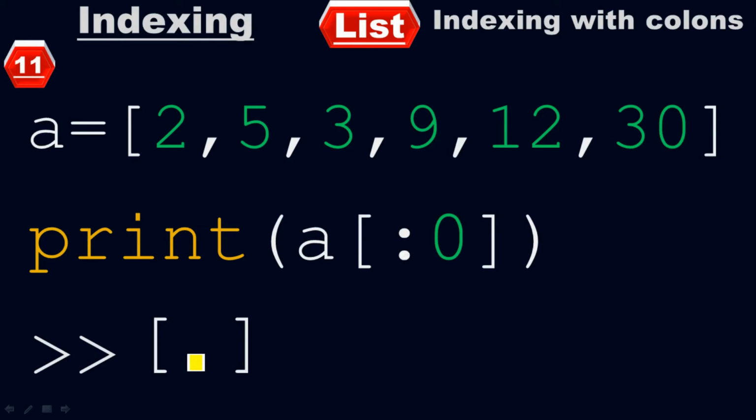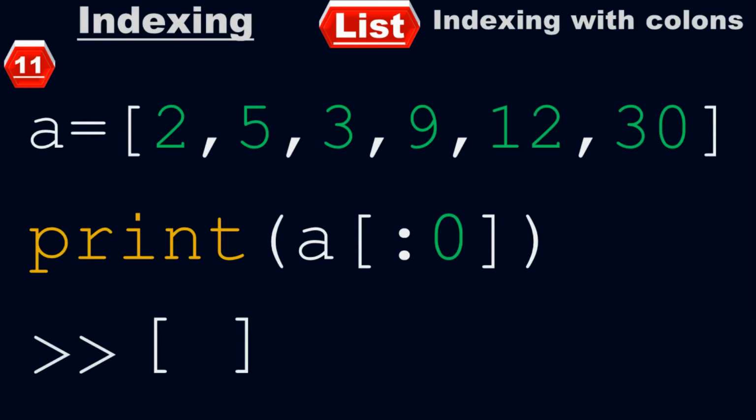That's why we have an empty set. 2 is not included. 2 is at 0 indexing, which is the last value. It is not included. Before 0, we don't have any value. 2 is the first value, so before 2, we don't have any value here. Therefore, it returns an empty set.